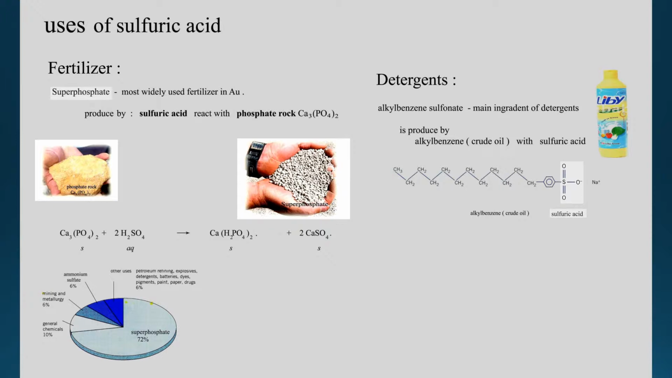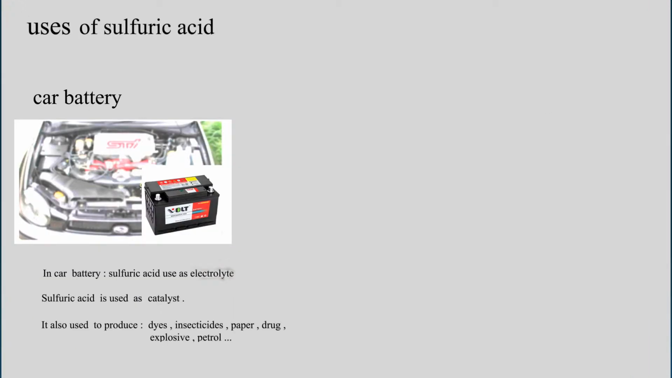Sulfuric acid can also be used to make detergent. Look at a detergent: the head, the polar head, sulfate, comes from sulfuric acid. So it's crude oil with sulfuric acid that forms the detergent. In our day-to-day use, inside the car battery, the electrolyte is sulfuric acid.